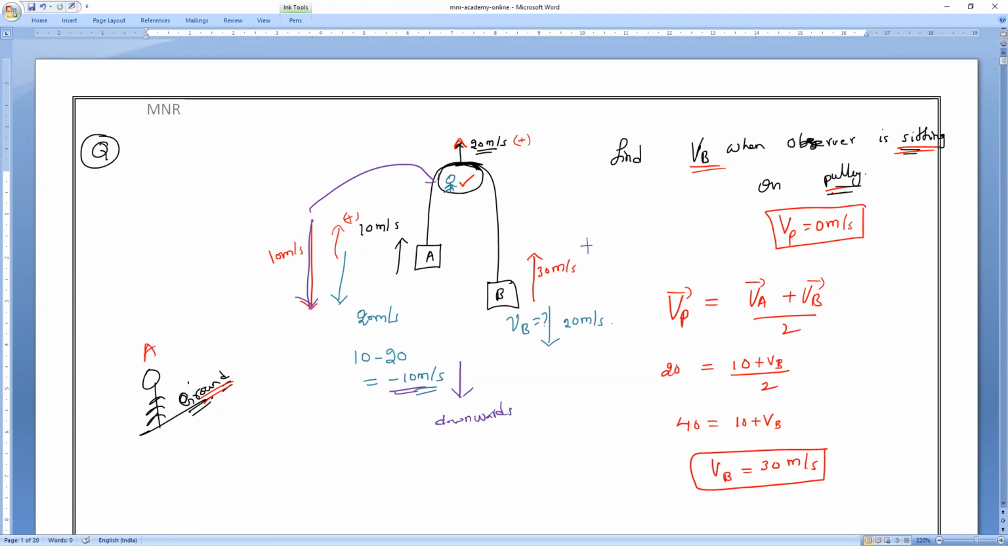For this one, you verify. Up is 30, down is 20. So 30 minus 20 is equal to the velocity of B. So the velocity of B is equal to how much? 30 minus 20, which is equal to 10 meter per second. Now this is plus 10.